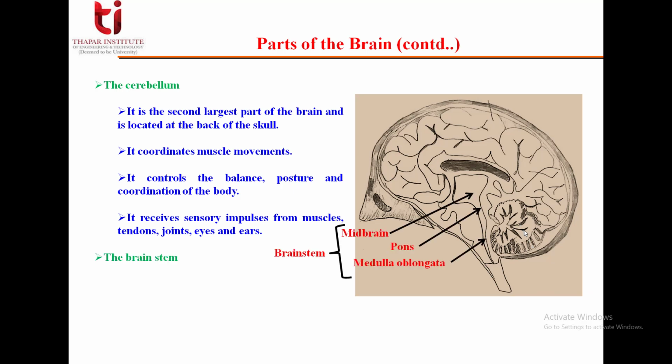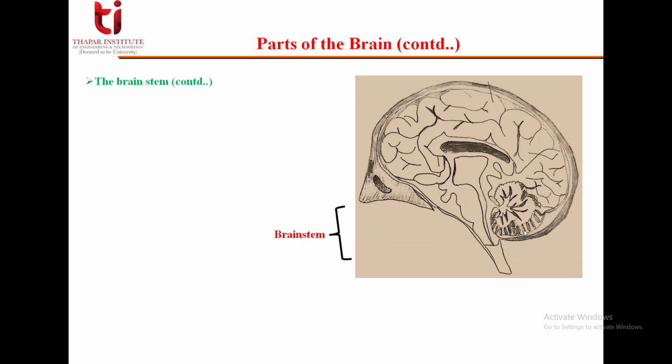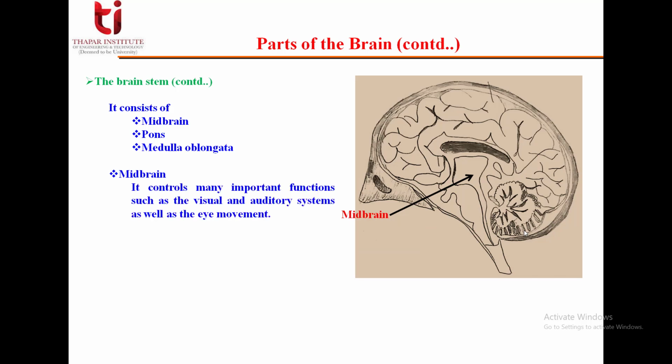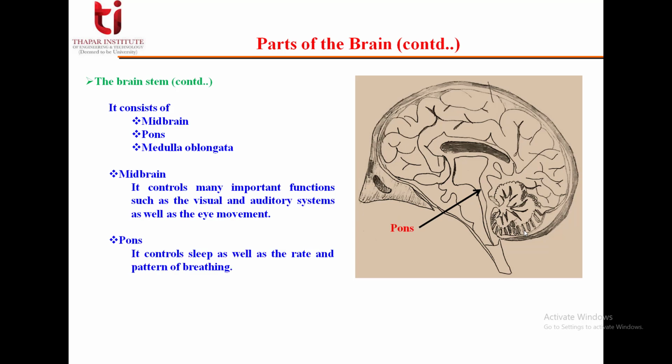Next part is the brain stem. As we mentioned earlier, it consists of the midbrain, pons and medulla oblongata. It connects the brain to the spinal cord. That is another component of the central nervous system, because we know in the central nervous system we have the brain and spinal cord. So the brain stem basically connects the brain to the spinal cord. It controls the vital body processes. The midbrain controls many important functions, such as the visual and auditory system as well as eye movement. Then the pons controls sleep as well as the rate and pattern of breathing.